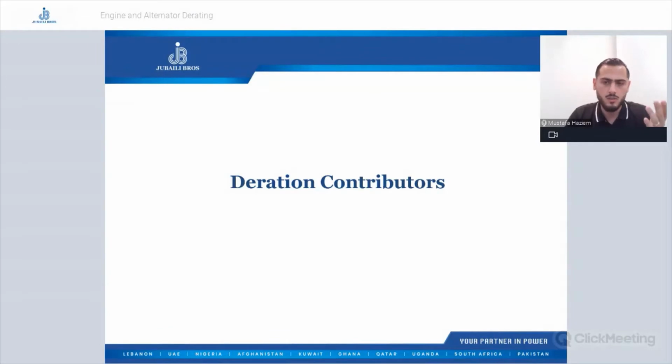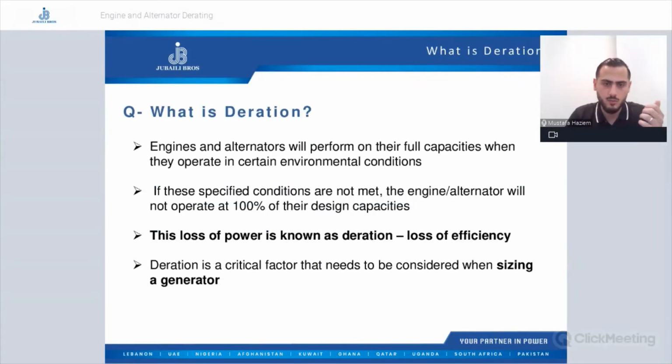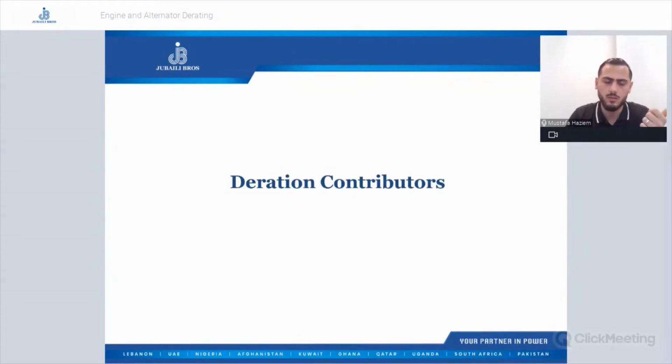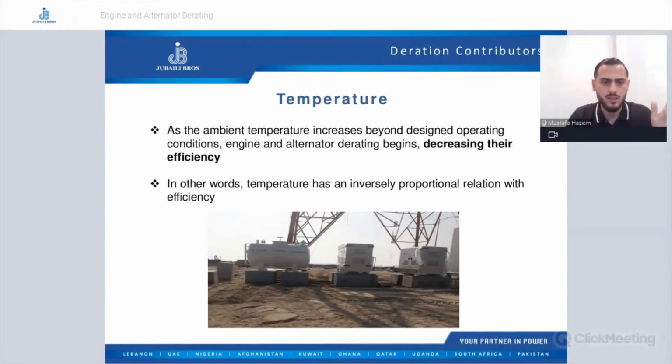Now, when it comes to derating, in the previous slide we said environmental conditions. What are these environmental conditions? There are two factors that contribute to derating. The first one is temperature, and the second one is altitude. We start with temperature. As the ambient temperature increases beyond the design operating conditions, the engine and alternator derating begins, therefore decreasing their efficiency. Temperature has an inversely proportional relation with efficiency. So the higher the temperature is, the higher the derating is.